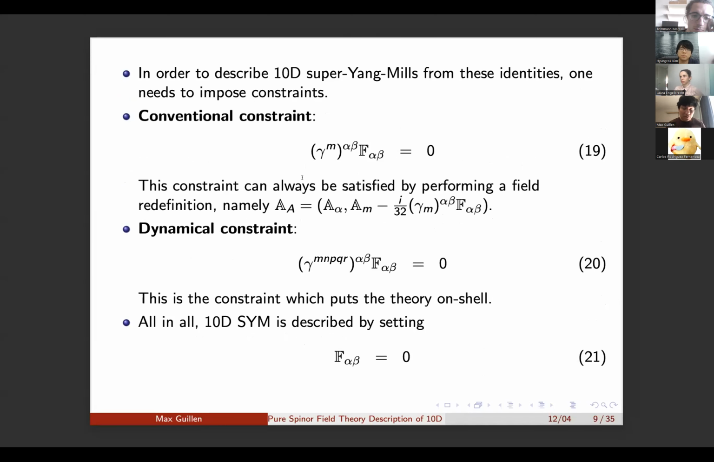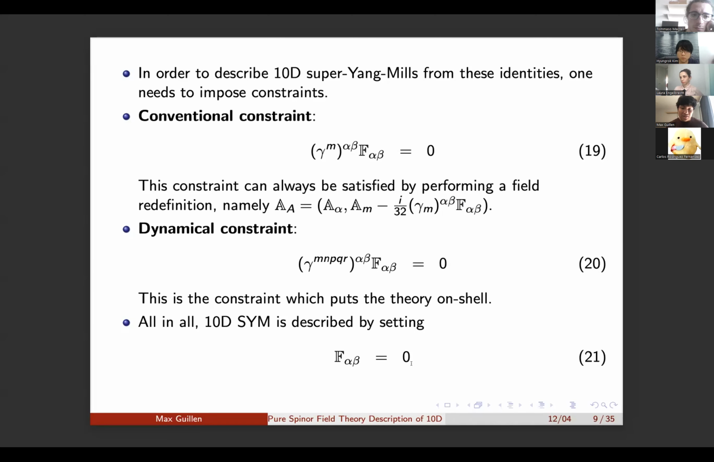In order to solve these equations, I need to impose constraints. Okay, one of the constraints is called the conventional constraint because it's always possible to reach it by using field redefinitions like this, for instance. Here, I'm just redefining my super gauge connection such that I can satisfy this constraint here. And there is also a constraint called the dynamical constraint because this is a physical one, in the sense that this constraint will put the theory on shell. Okay, so if we put both constraints together, we basically have the statement that the whole spinorial component of the field strength must be zero.